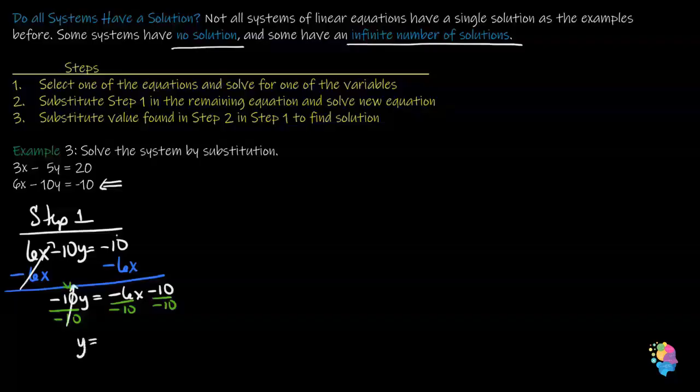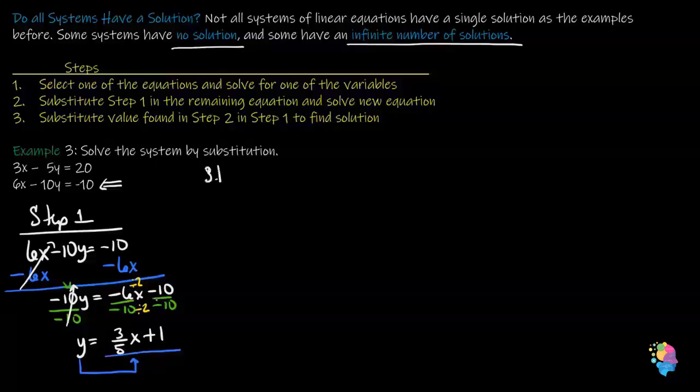On the right side, 6 cannot be divided by 10, but it can be simplified. Both of these can be simplified by 2, leaving me with 3 over 5x. And because they're both negatives, that will be a positive 3 over 5x. And then the last term, -10 divided by -10. Well, 10 divided by 10 is 1. And because, again, they're both negatives, that will be a positive 1. So that means when we go to step 2, we're going to replace this y with 3 over 5x plus 1. So let's go to step 2.